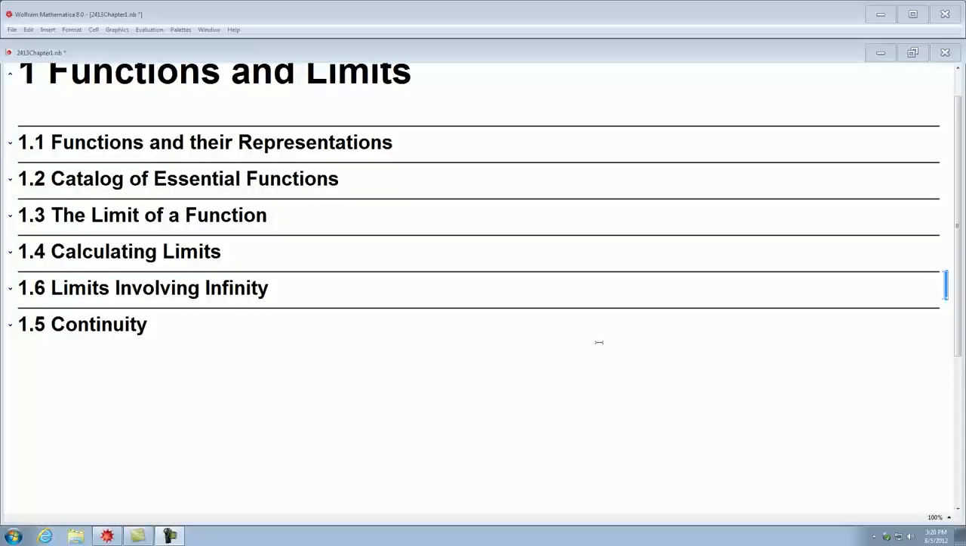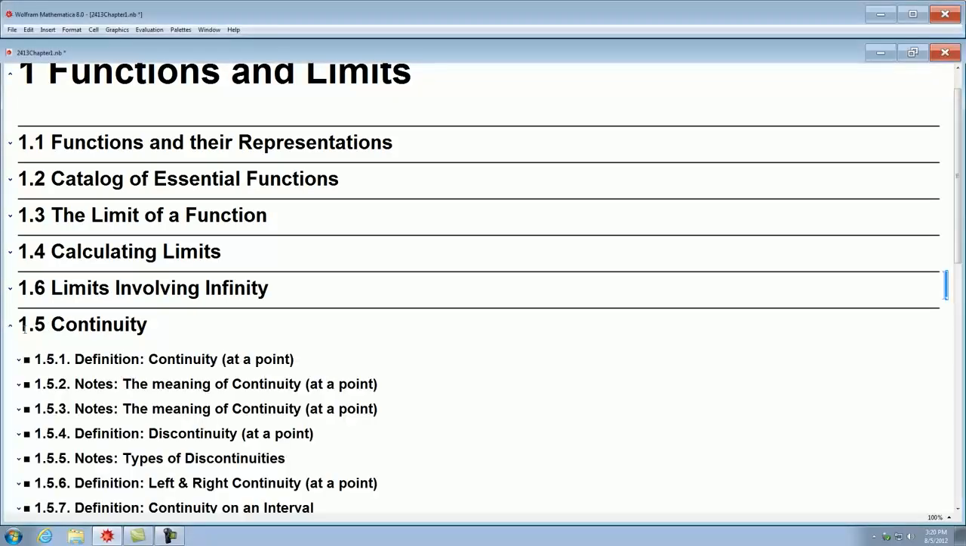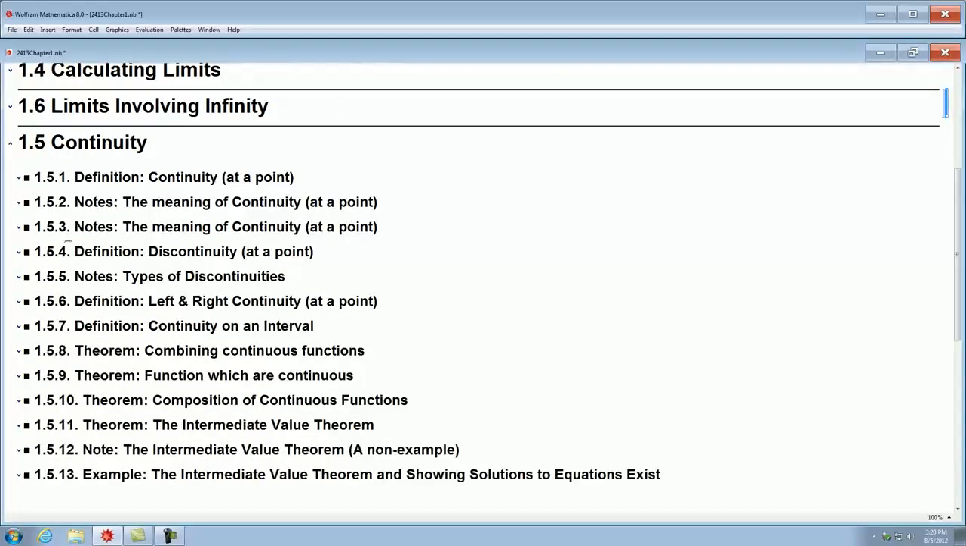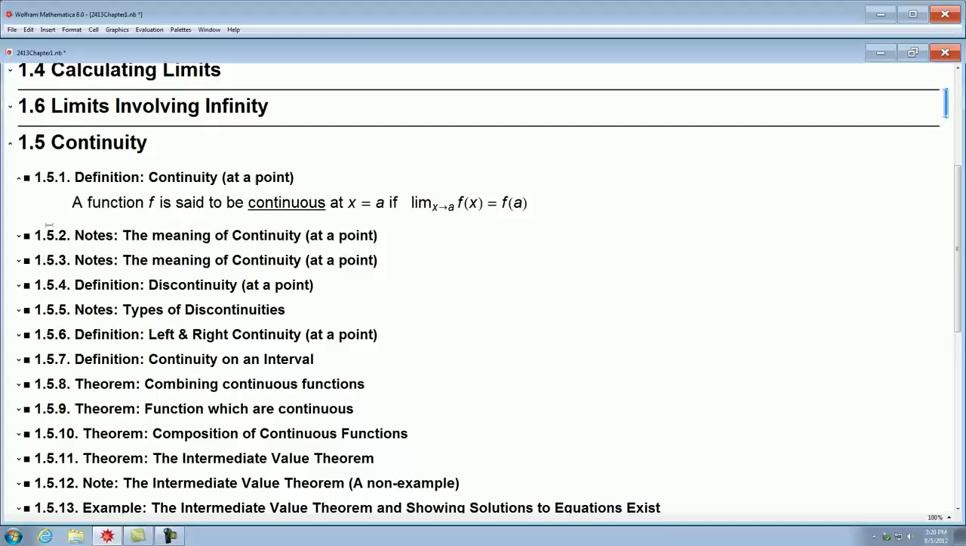Okay, let's finish up chapter 1. We're going to go back to section 1.5. It's called continuity. So we'll start out with the definition of continuity, and we're going to be looking at the definition at a point. So this is, what does it mean to be continuous at a point?